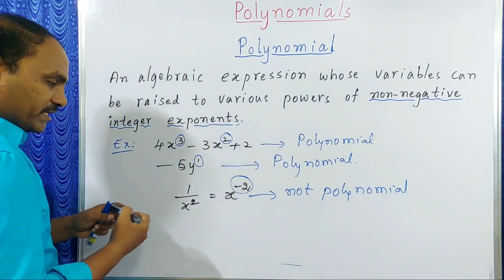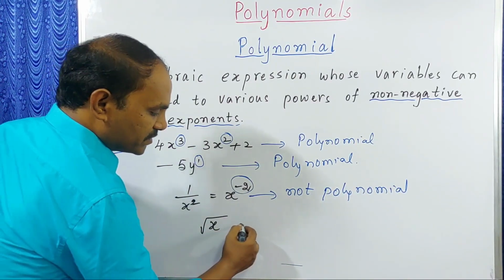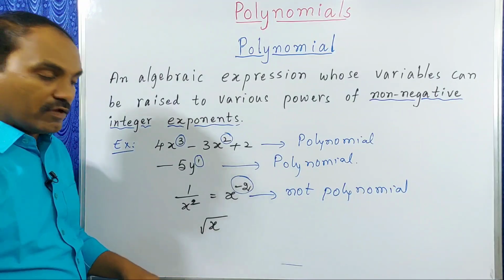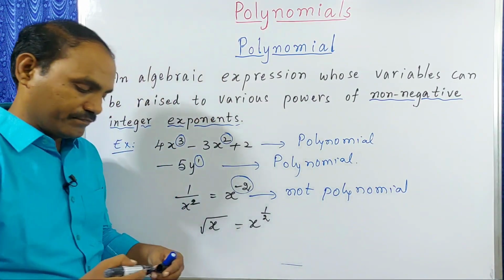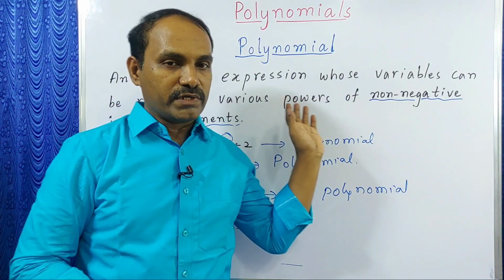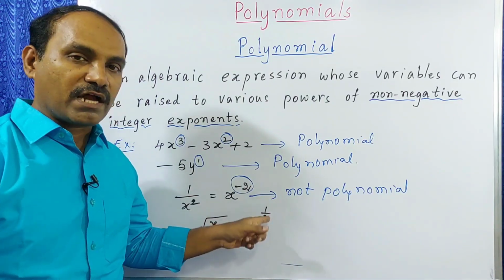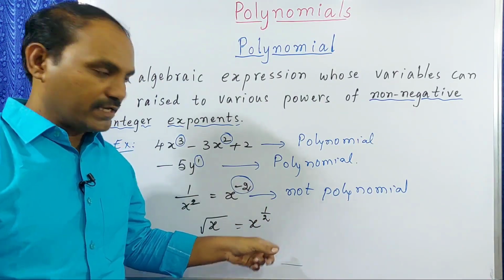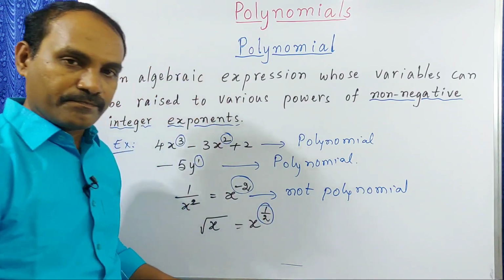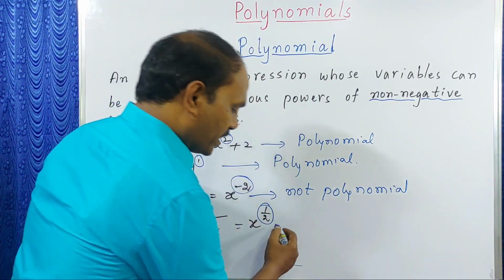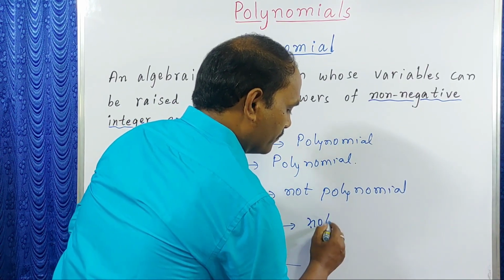And one more thing, root x, this one is also not a polynomial. Why? Because we can write this one as x power 1 by 2. You may think that non-negative integer powers, this one is positive, but it is not an integer. Is it? It is not an integer. 1 by 2 is a rational number. That's why this one is also not a polynomial.